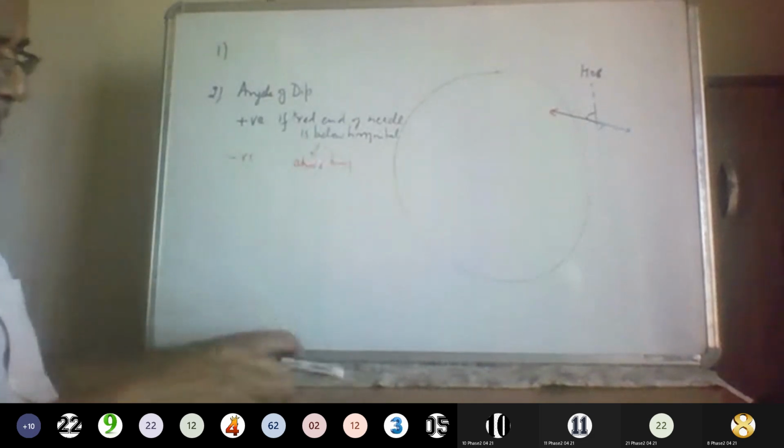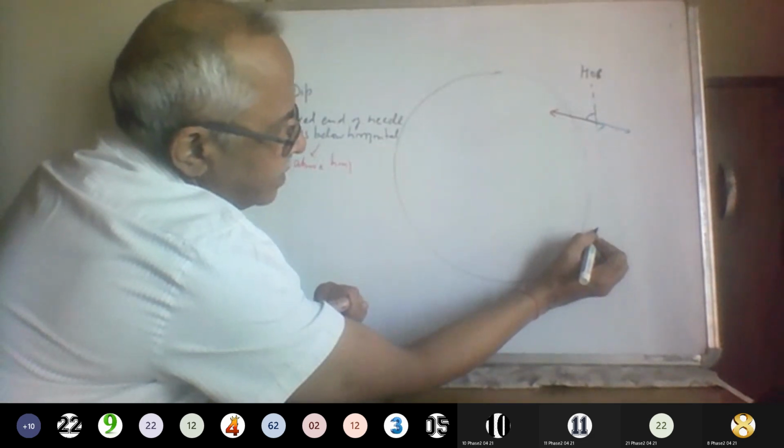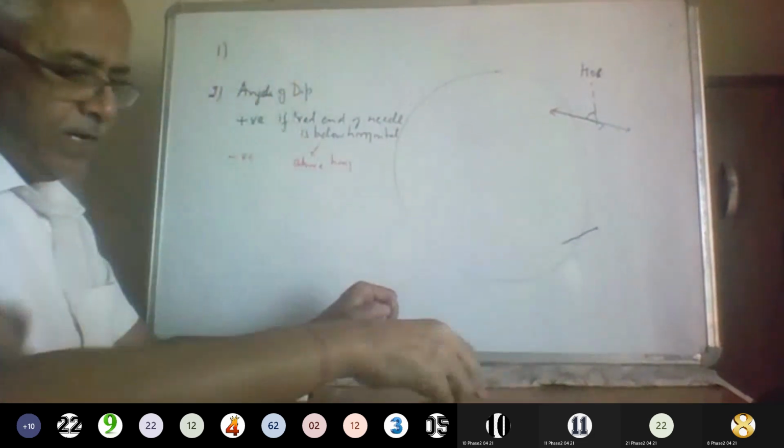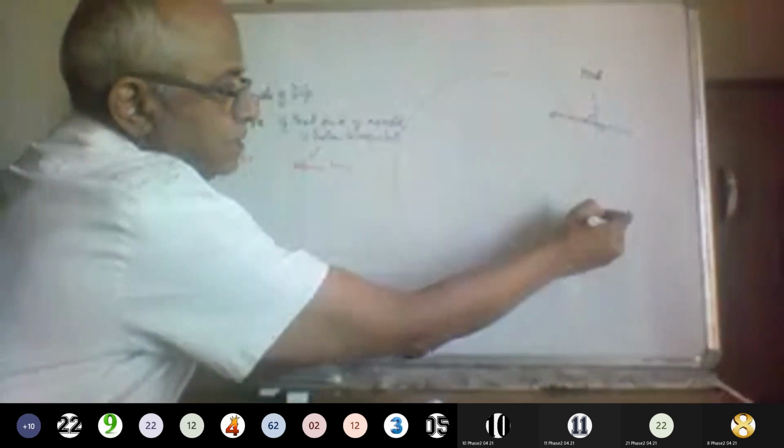So let's say you're in the southern hemisphere. In the southern hemisphere, which end of the needle will be pointing in the direction? It is the blue end. And this is the horizontal.